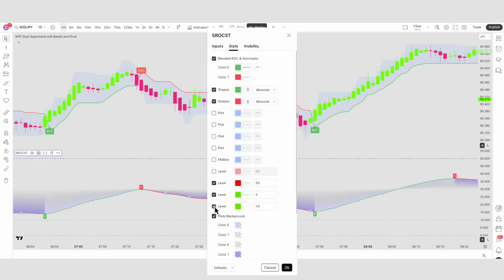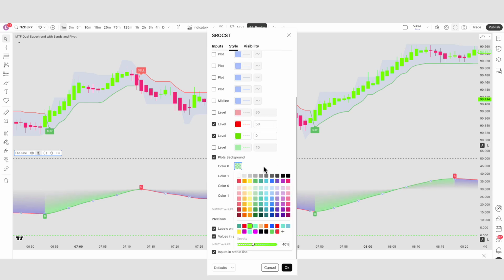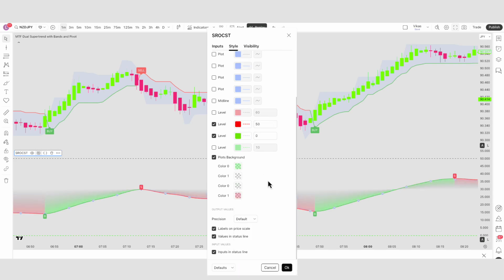And we have to keep these options hidden. And after that, change the plots background option color. And here everything is fine after that.